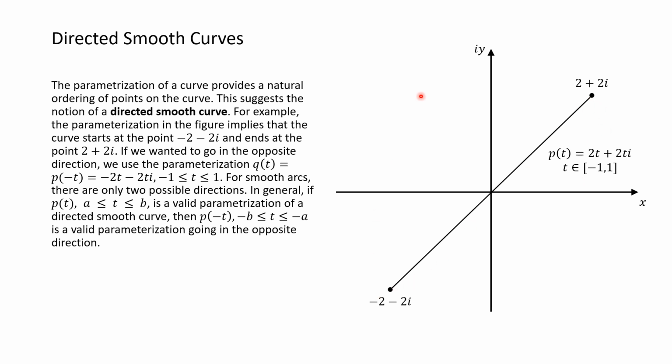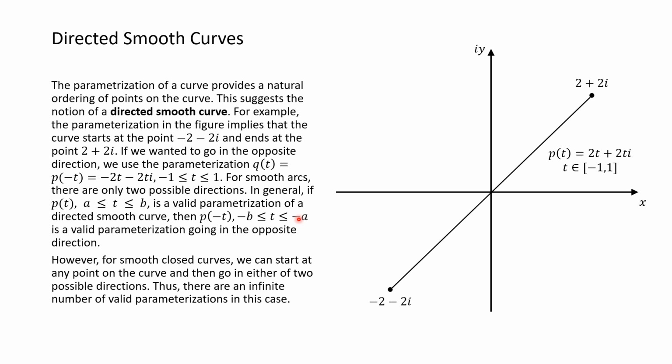So for smooth curves, there's only smooth arcs, I should say, there's only two possible directions. And we can change from one direction to the other by, if we have p of t going from a to b, we can just define p of minus t going between minus b and minus a. In the case of a smooth closed curve, there's an infinite number of possible directions because of the starting point.